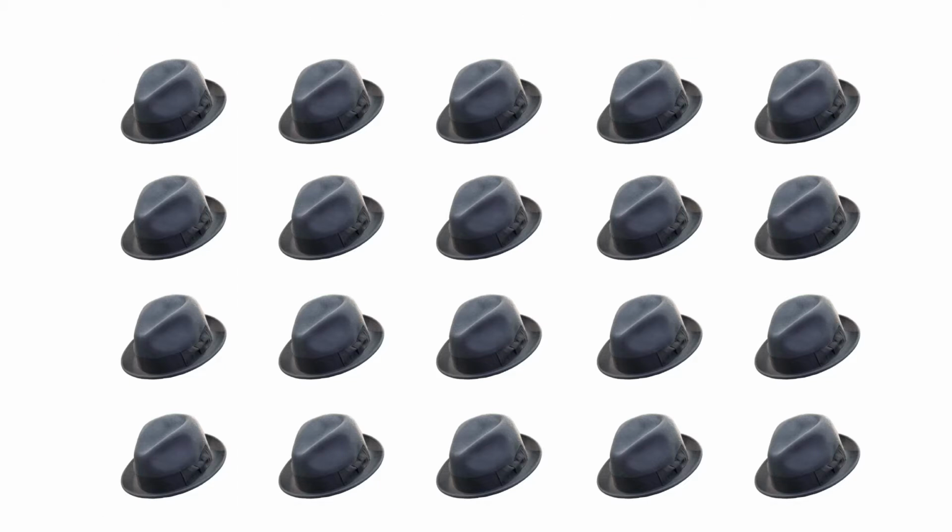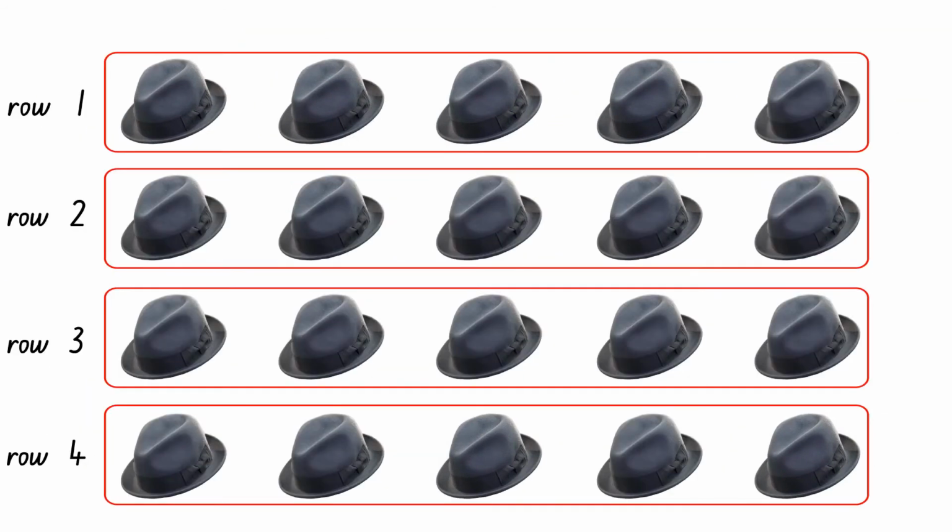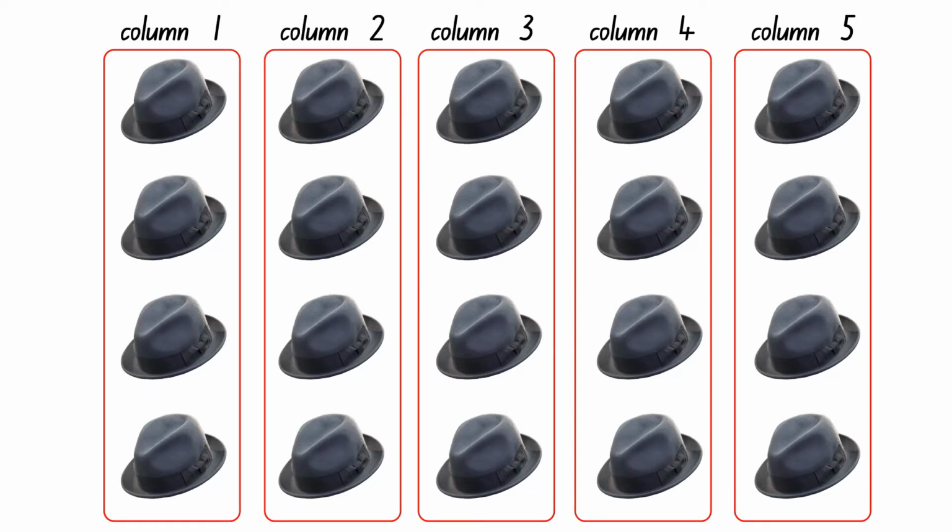Can you see how we can group these objects in different ways? Such as into equal groups and into arrays containing rows and columns. So, next time you're in the supermarket, see if you can group objects like these into equal groups, and then see if you can put them into arrays containing rows and columns. All right, I better get back to writing my story.